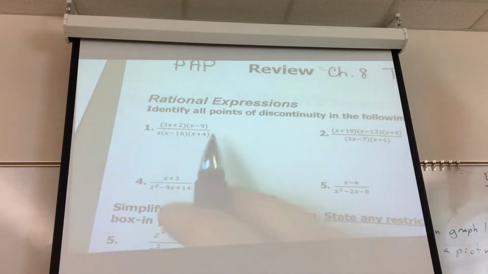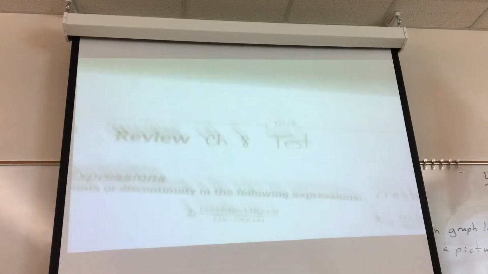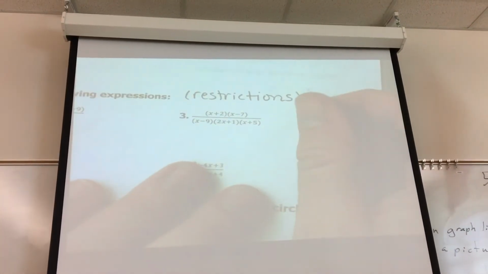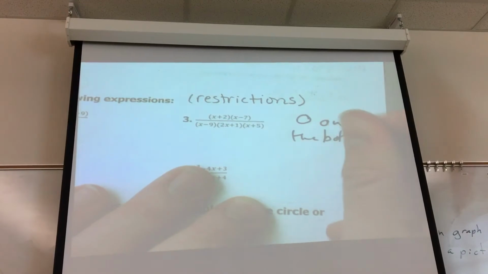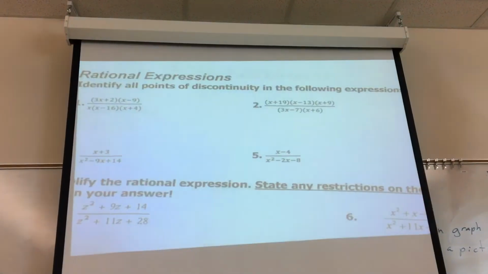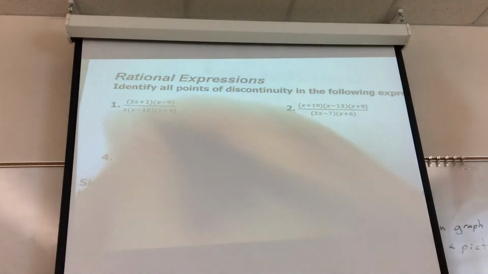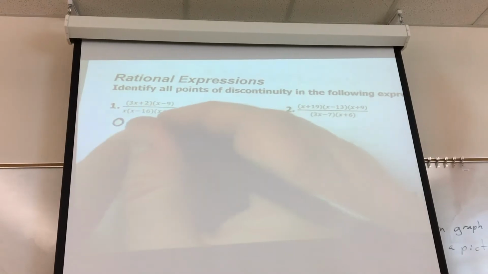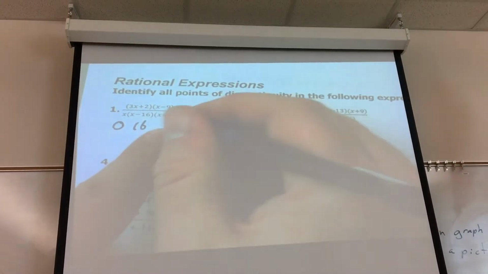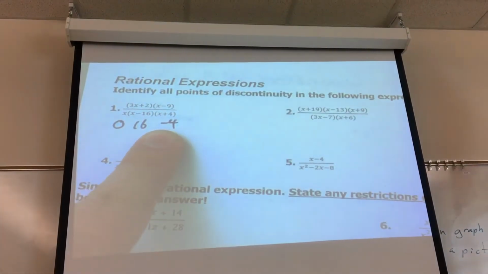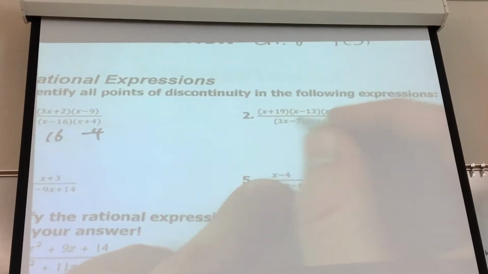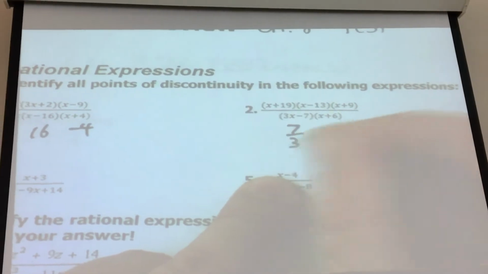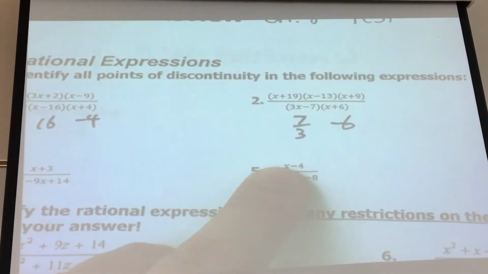On this top part where it says identify the points of discontinuity, if it's a point of discontinuity, it makes 0 on the bottom. Okay? So anything that would make this 0. On this first one, 0 makes 0, 16 minus 16 makes 0, and negative 4 plus 4 makes 0. Those are the points of discontinuity. On this one, switch the sign, put it over that. 7/3 and negative 6 are my points of discontinuity.